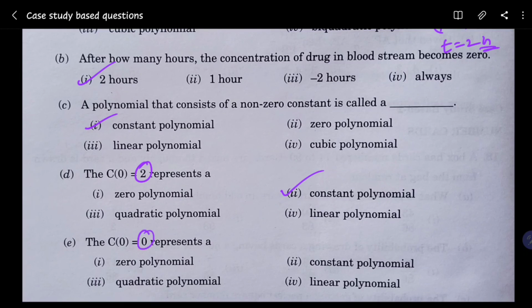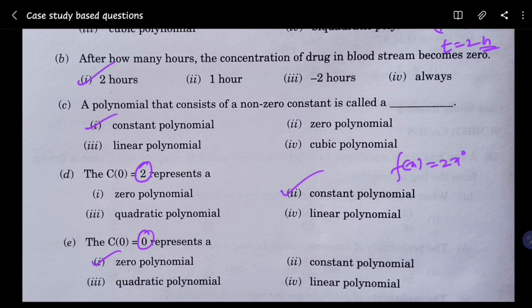And in the final question, the C of 0 equals to 0 represents a zero polynomial. Here we have to observe one thing. I can take the constant polynomial 2 as 2 into x power 0. 0 power means it is a non-negative power which satisfies the condition for polynomial. So for a constant polynomial the degree is 0.